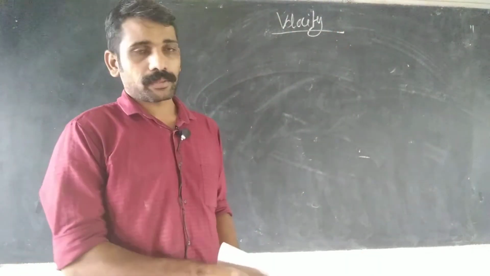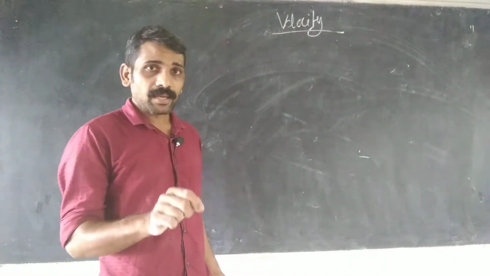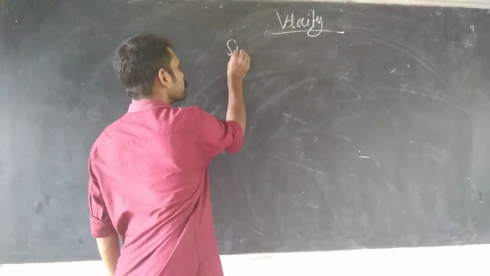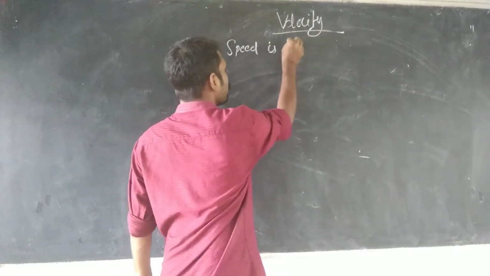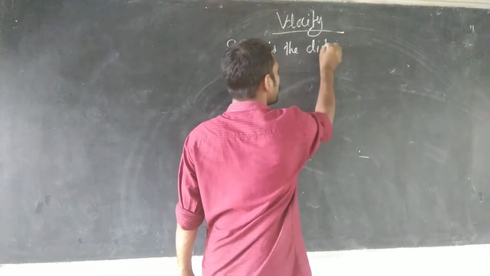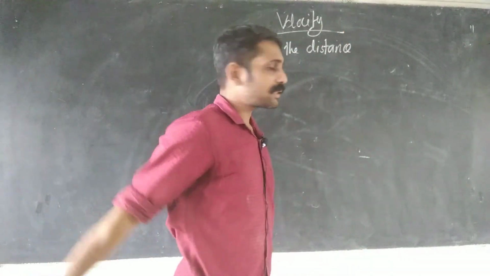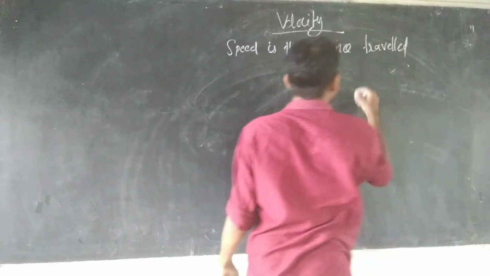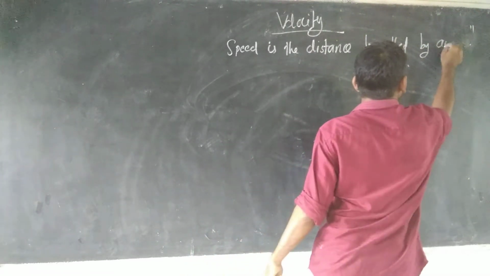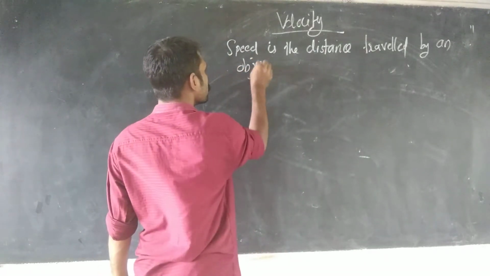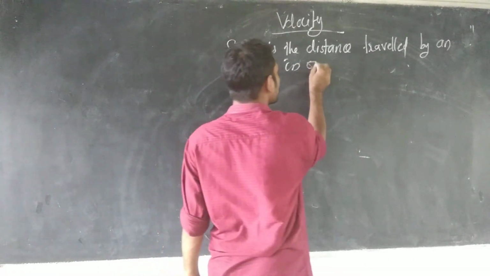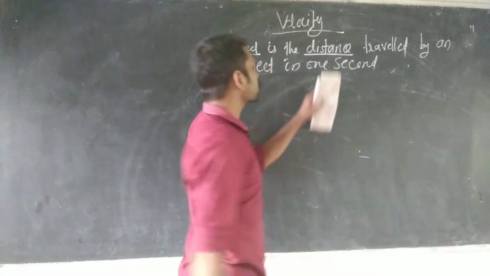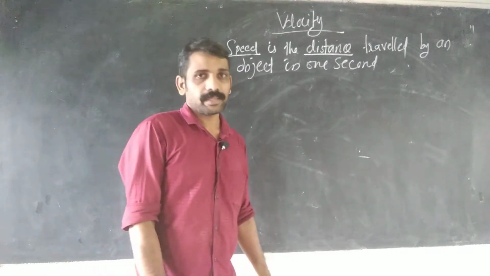So what is velocity? First, what is speed? Speed is the distance travelled by an object in unit time, that is, the distance travelled by an object in 1 second. This is speed.